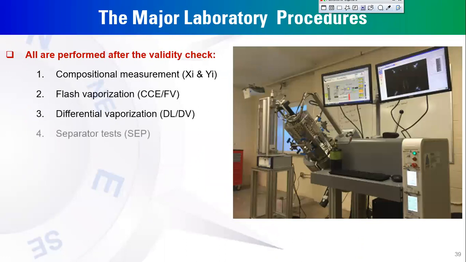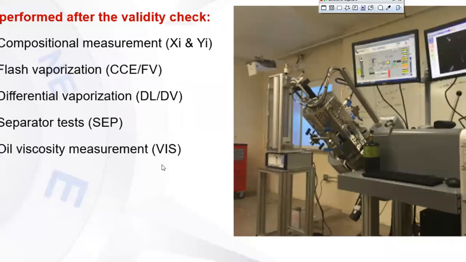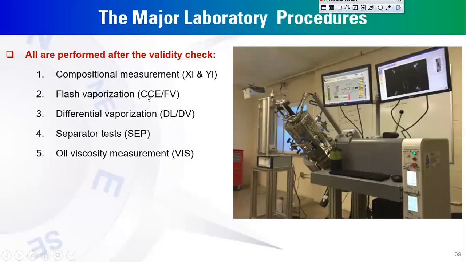So first, the major lab procedures, as mentioned: the first is the compositional measurements, to identify the mole percentage of vapor and liquid phases, yi and xi. Second is flash vaporization or CCE, constant composition expansion, differential vaporization or differential liberation, separator testing, and oil viscosity measurements.